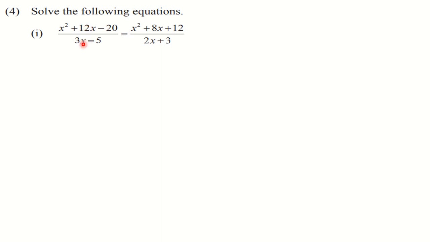Here you will observe that the terms are not the same or equal. But if you multiply these two terms by 4, then you are going to get 12x minus 20 here. That means 3 4s are 12 and 5 4s are 20. Similarly, you will find on the right hand side, 2 4s are 8 and 3 4s are 12.